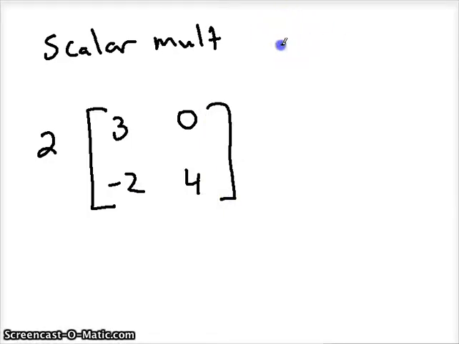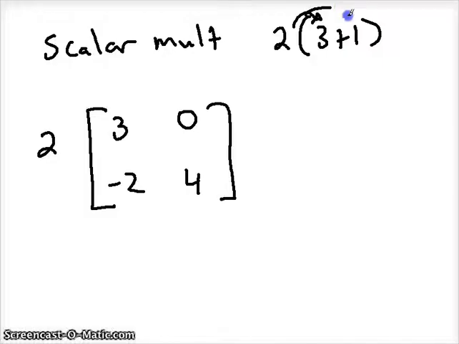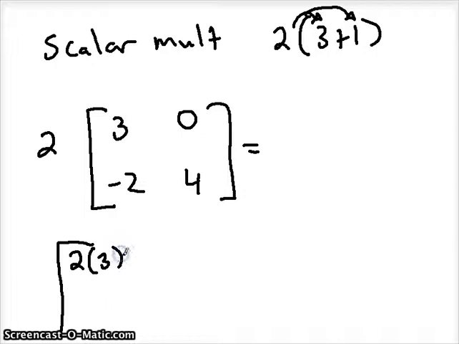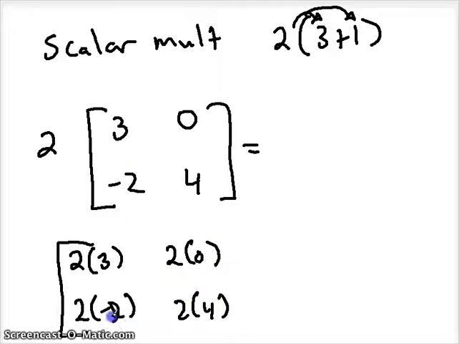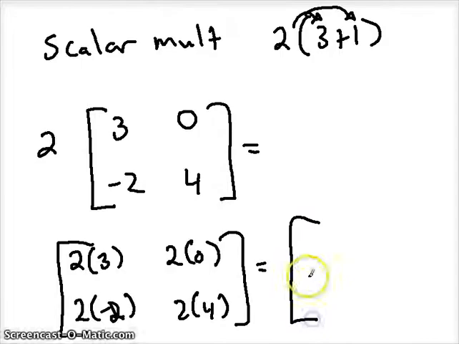So we could think of this as a problem similar to this, where we distribute that number on the outside to everything on the inside. So we would say that our first entry is going to be whatever 2 times 3 is. Our second entry here would be 2 times 0. Down here we would have 2 times -2. And then we would have 2 times 4 right here. And then just simplify to get your outcome.